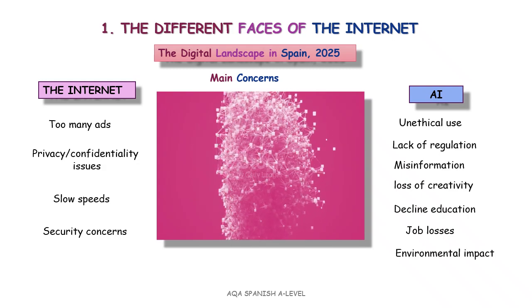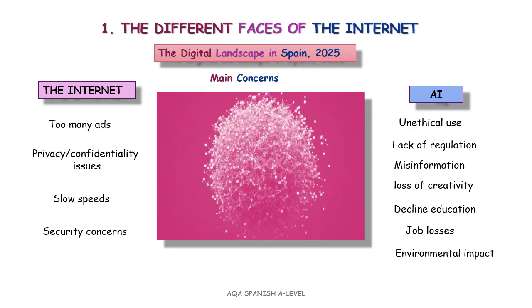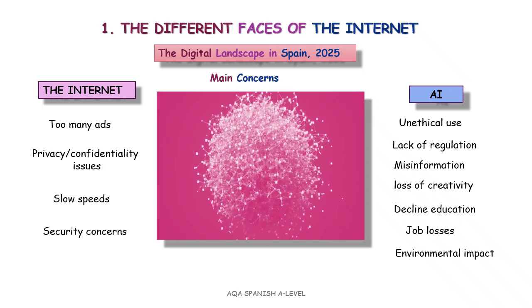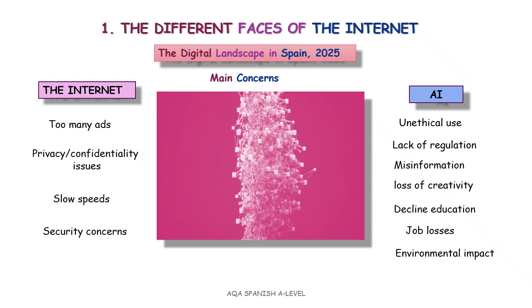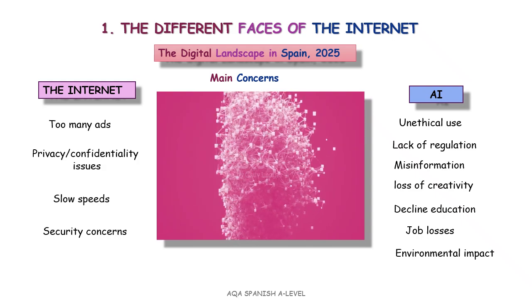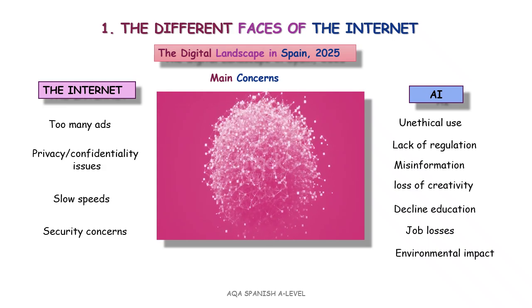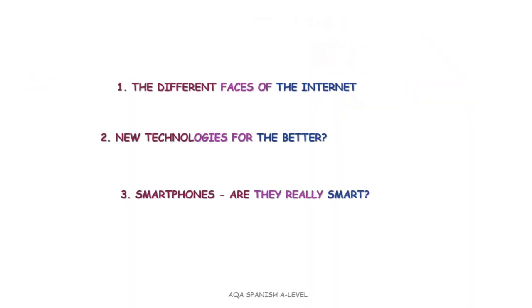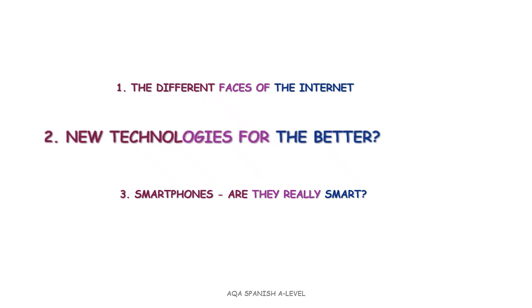In short, Spain's digital life in 2025 is faster, more mobile, and more AI-driven than ever. But it's also raising new questions about ethics, privacy, and how to balance technology with real life. Let's explore now if the new technologies are for the better or the worse.